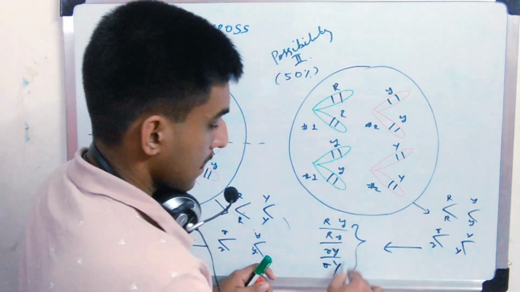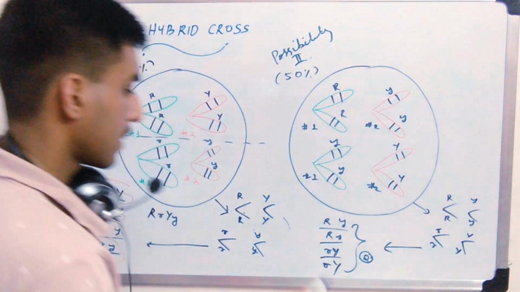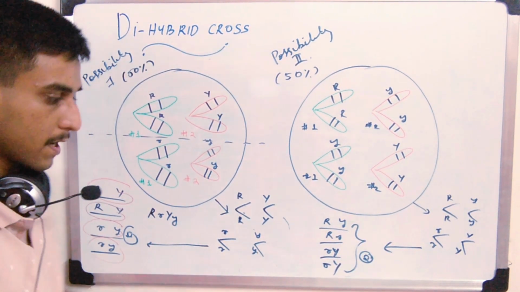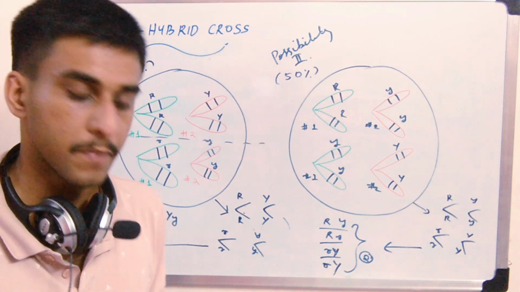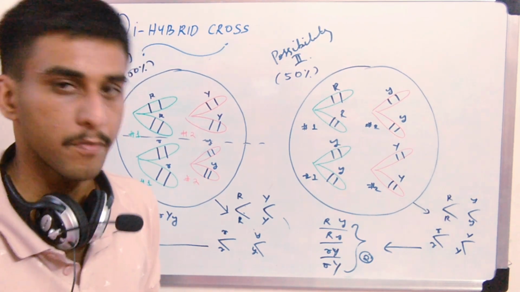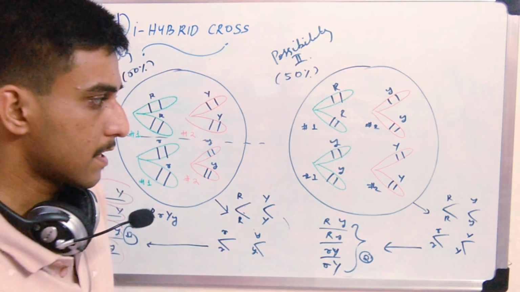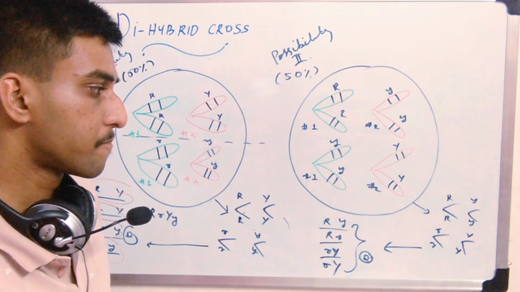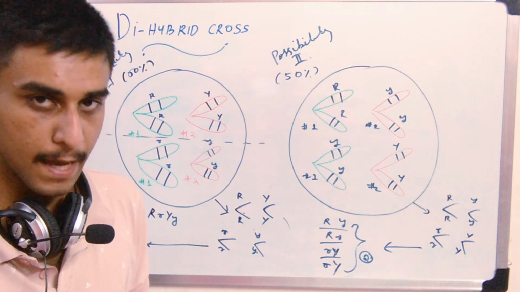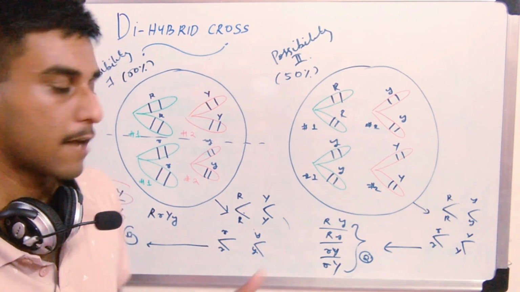So here 2 types of gametes are formed. Here also 2 types of gametes are formed. In these 2 types of gametes, they will be in a recombinant manner, which is a non-parental manner. So this is the condition which leads to the 4 types of gametes. This is the thing which I have mentioned.